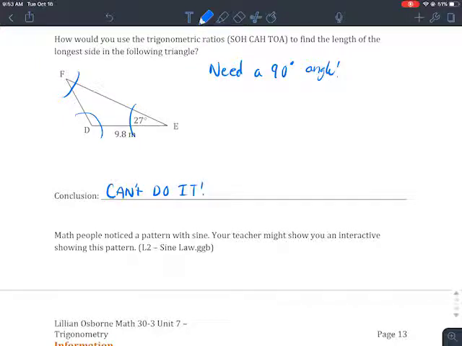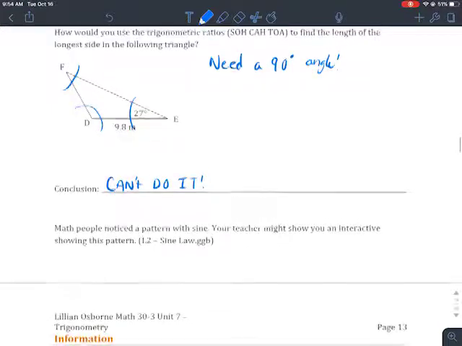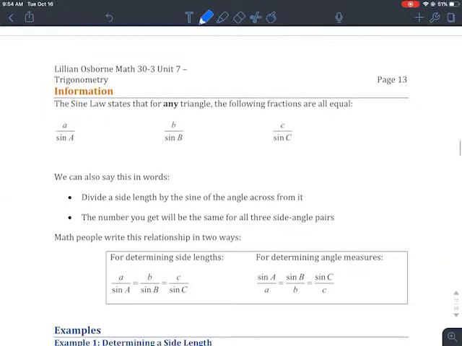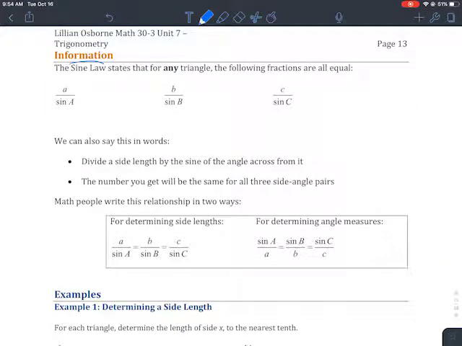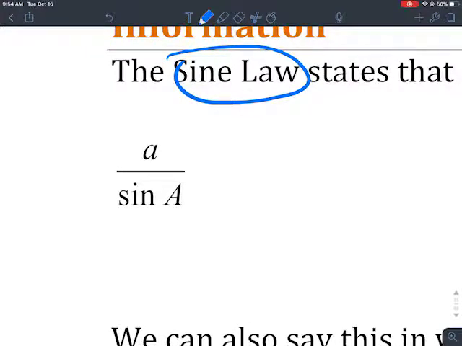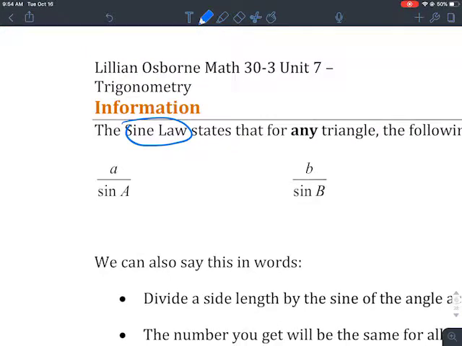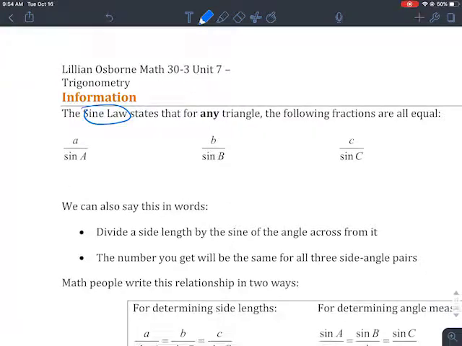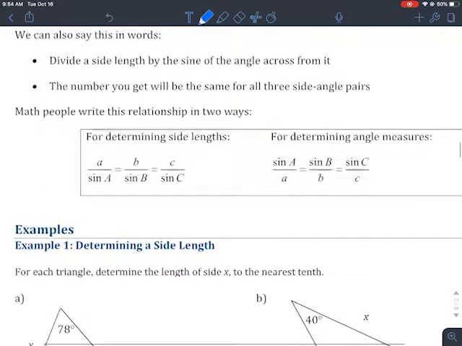Okay, there's something else that I have to use, and it's something that is going to be new for a lot of you. So I have a new law, and that law is called the sine law. And what it tells me is that for any triangle, it could be a right angle triangle, it could be an acute angle triangle, it could be anything, the following fractions and ratios are equal. So what it really says is if I take a side length, I have to divide it by the sine of the opposite angle. And it could be any side of that triangle as long as I divide by the opposite angle.